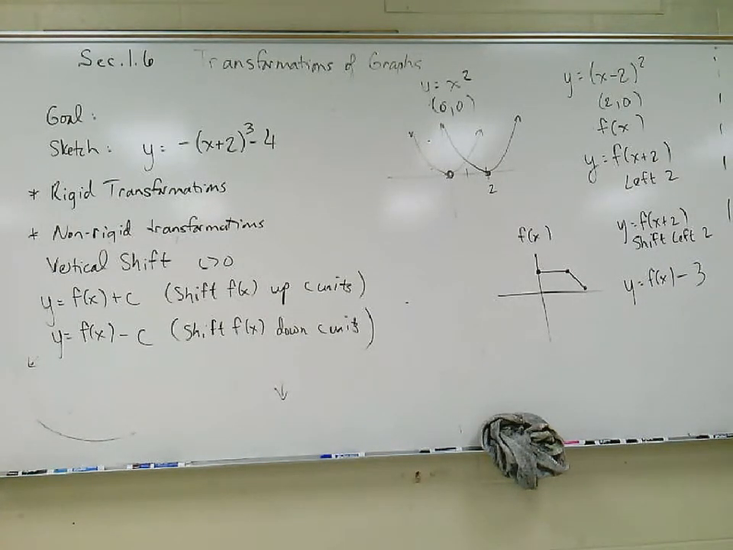All right, what does this mean? Very good, down 3, because the minus 3 is on the outside. What does this mean? There you go.